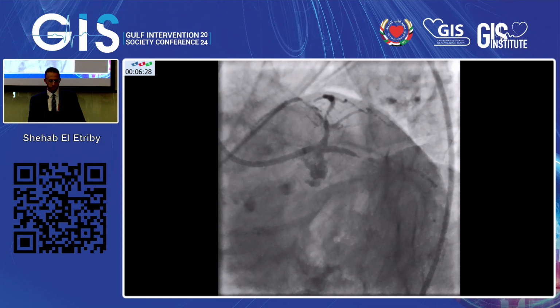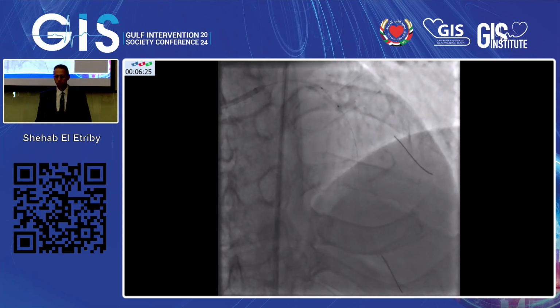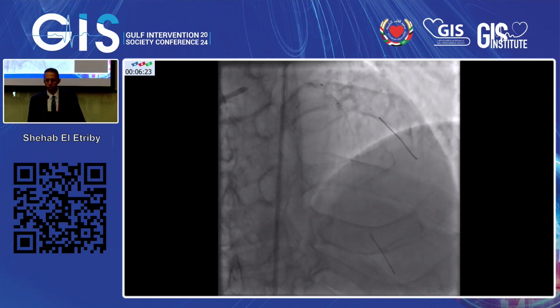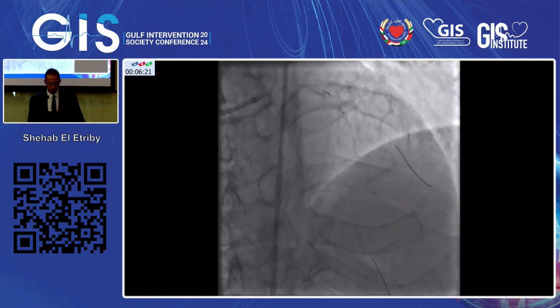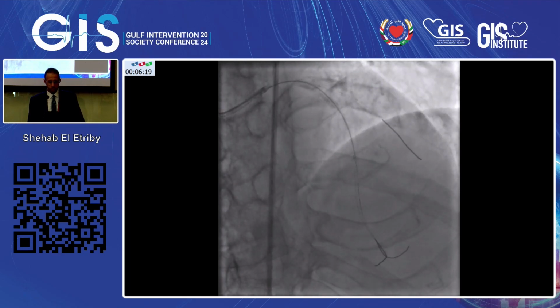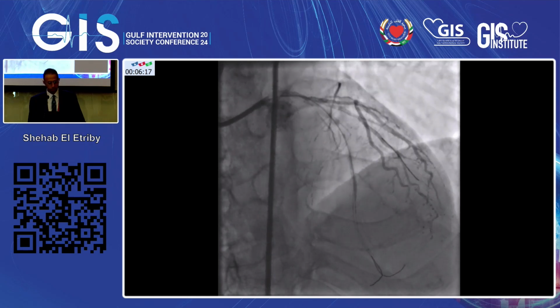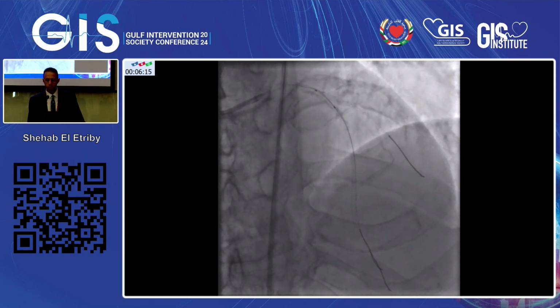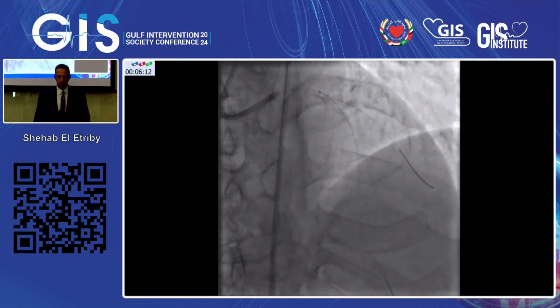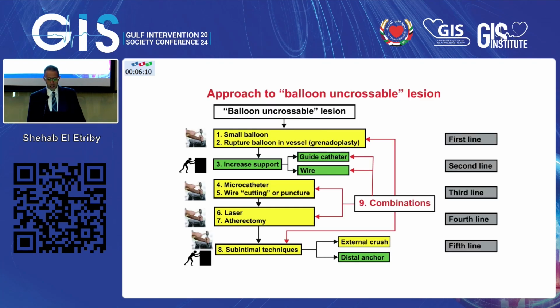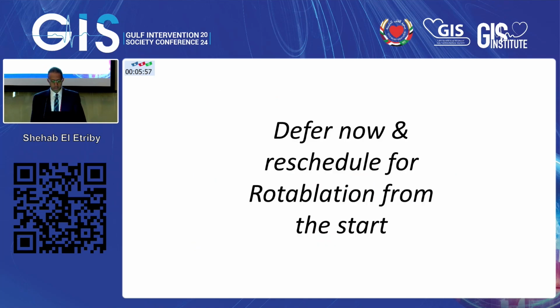They tried to pass a balloon in the LAD. Of course, it was a balloon uncrossable lesion, even after using a buddy wire with a 7 French XB, and nothing passed, even a 1.0 balloon. So our strategy here for balloon uncrossable lesions, he used everything in the algorithm except rotational atherectomy. So he was referred to our center for rotational atherectomy.